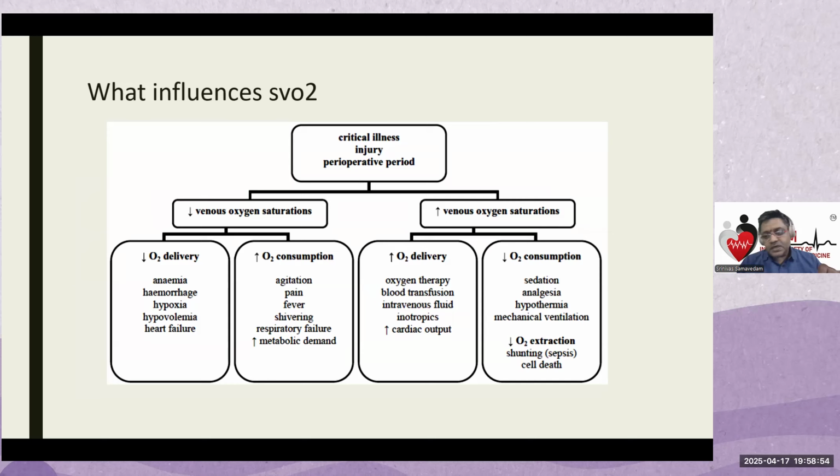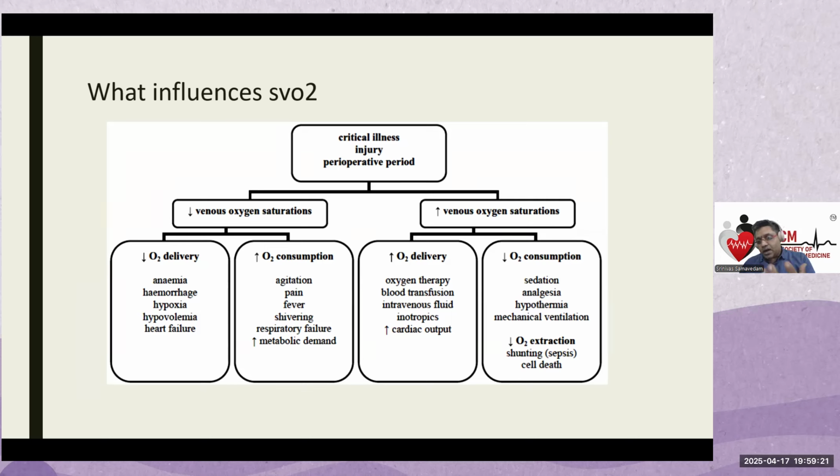What are the aspects which influence the SVO2? In the perioperative period, as I said, these are all the factors. From a critical care perspective, I would be more worried with a very high SVO2. When the SVO2 is more than 75%, that means irrespective of how much oxygen I'm giving to the left side of the heart, the tissues are not extracting it. That means they have become paralyzed.